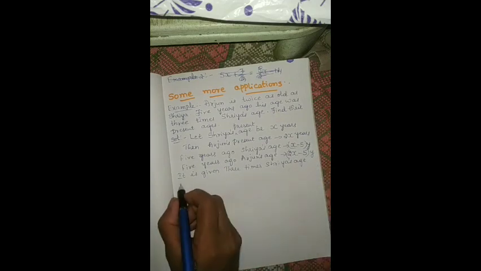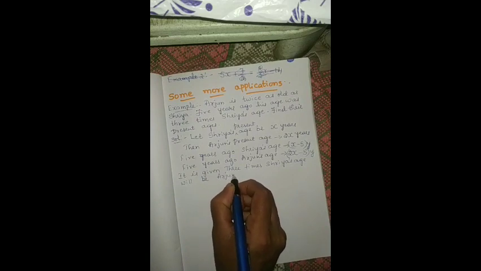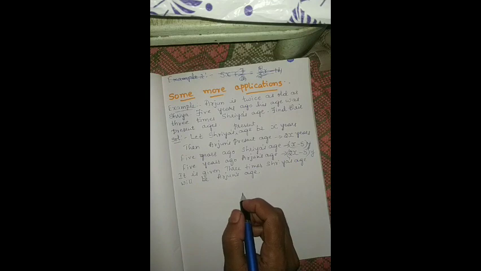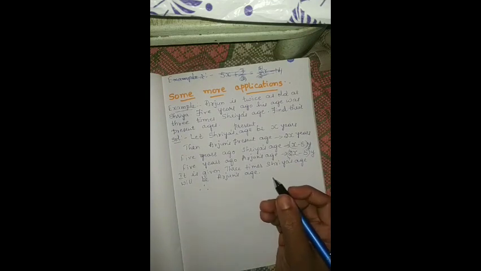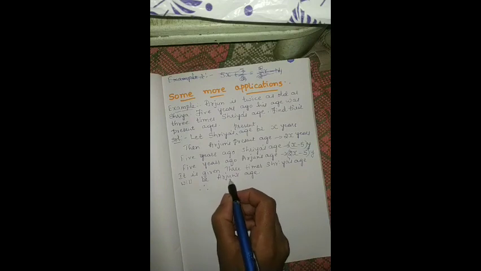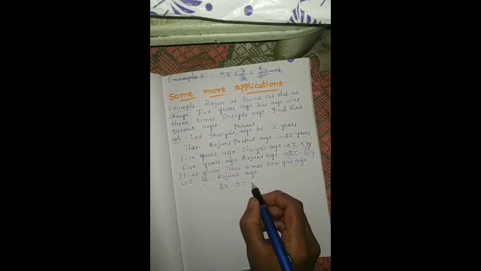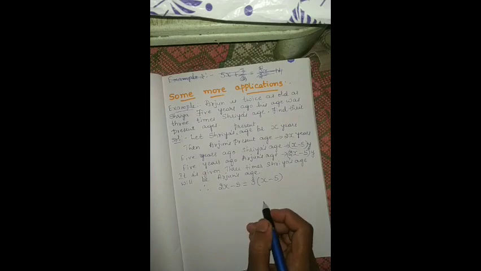3 times Shreya's age will be Arjun's age. Correct? They gave it like that. So how do we come to the equation? Therefore, how do we equate the equations now? Observe, children, correctly. Arjun's age will be 2x minus 5. Arjun's age 2x minus 5, that is 5 years ago, will be 3 times Shreya's age. 3 times Shreya's age, that is x minus 5.